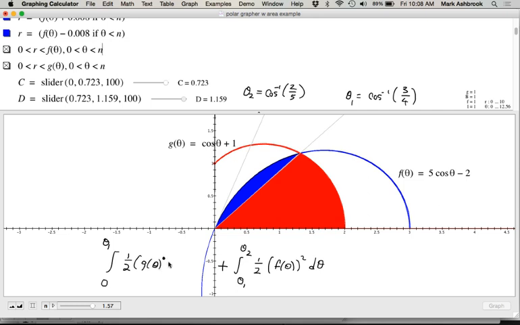All right, he wants the integral from 0 to theta 1 of 1/2 g theta squared plus the integral from theta 1 to theta 2 of 1/2 f squared. What do you think? Yeah, got it. Nailed it. And that was exactly what I showed you, right? So that red region is integrating 1/2 g squared from 0 to theta 1, and now we're going to add on the second piece, the blue piece from theta 1 to theta 2, 1/2 f squared.